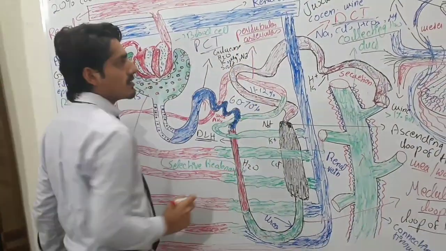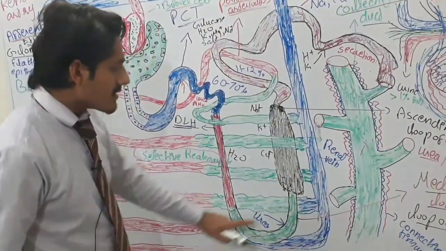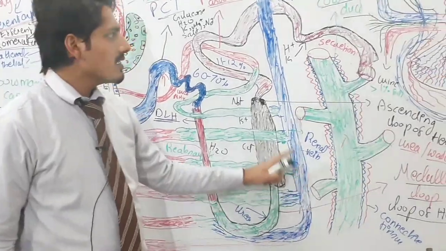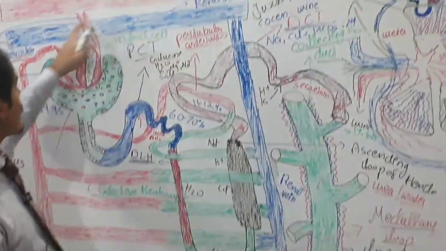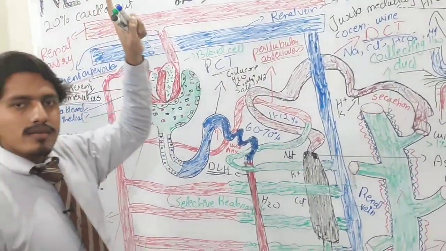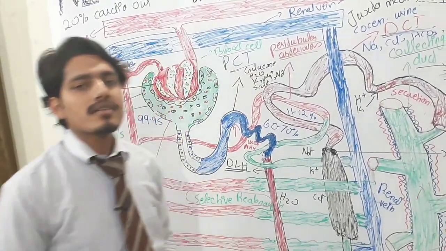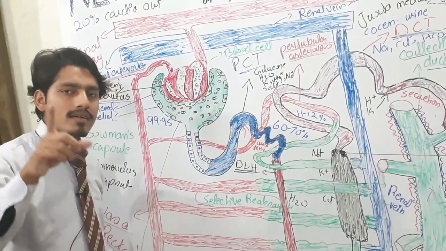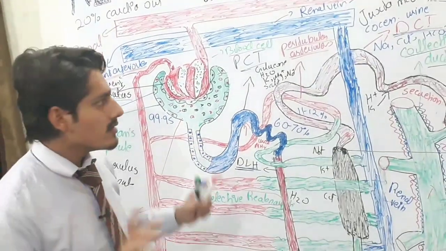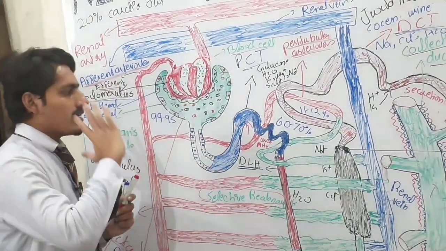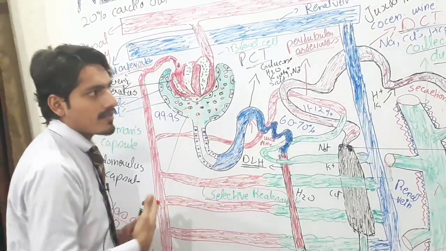The vasa recta drain into the renal vein. The renal vein moves towards the inferior vena cava, which pours deoxygenated blood into the right atrium of the heart. So this is the basic circulation of our kidney.